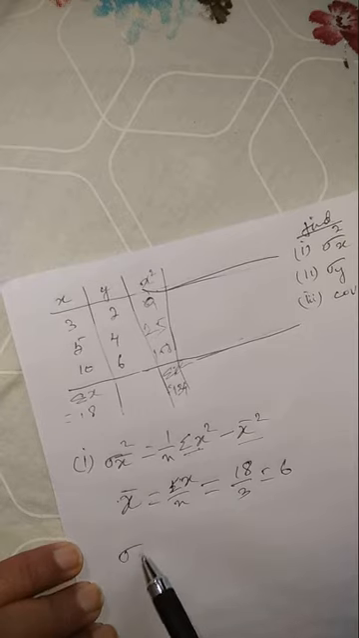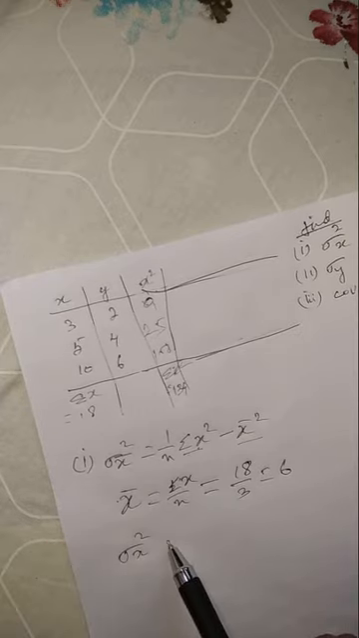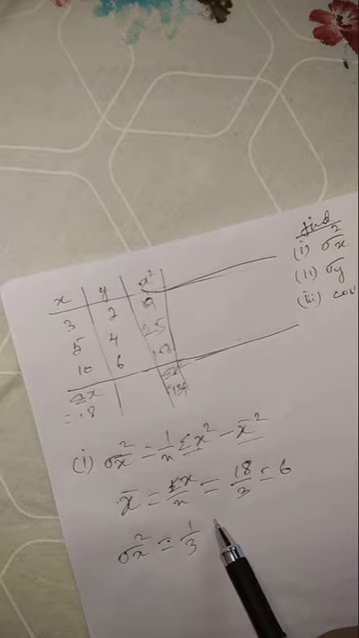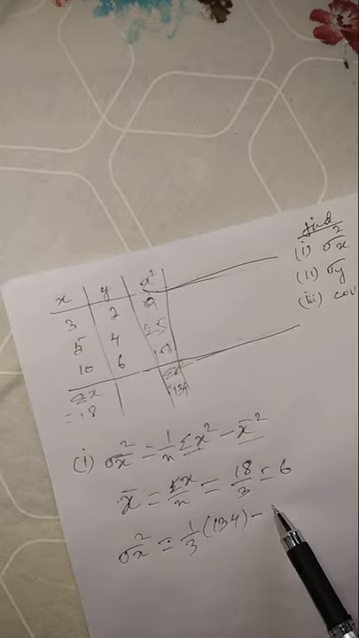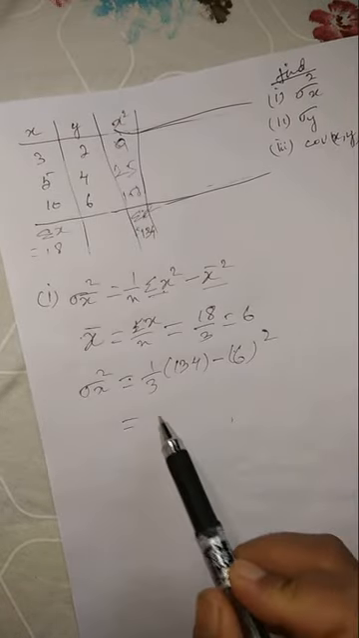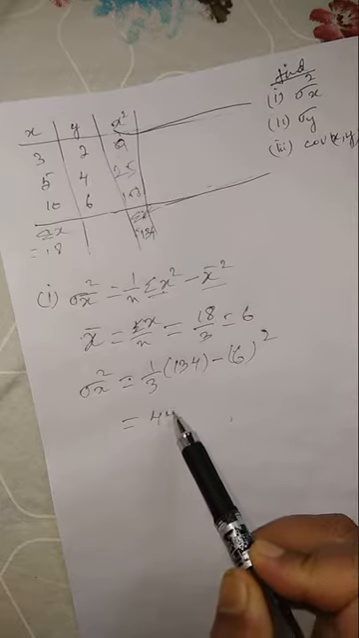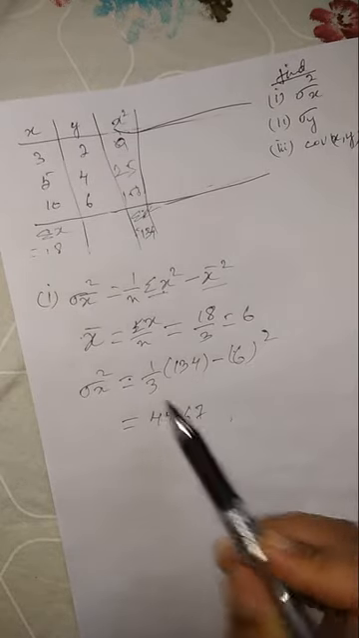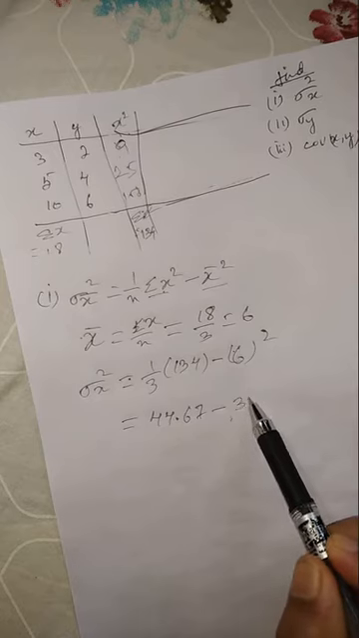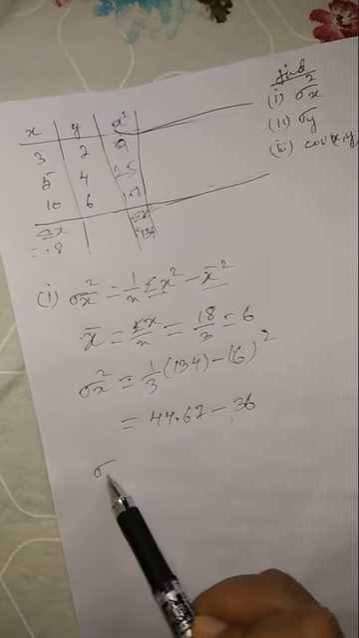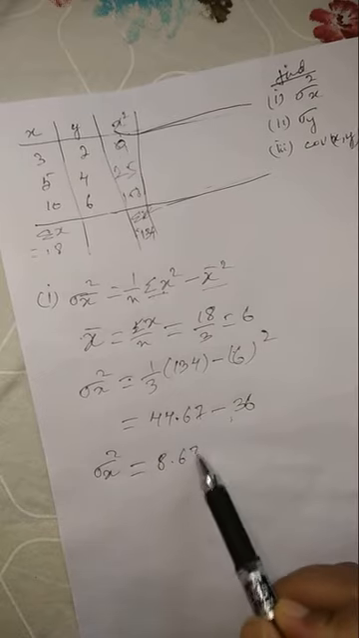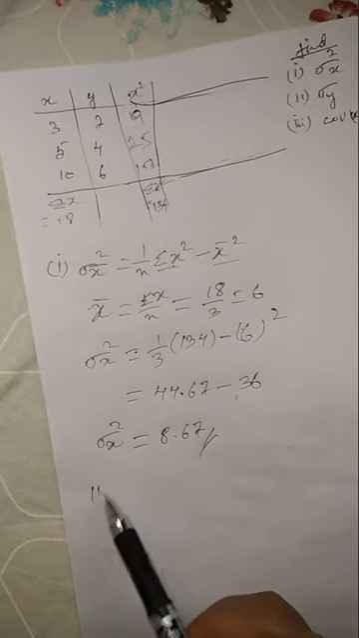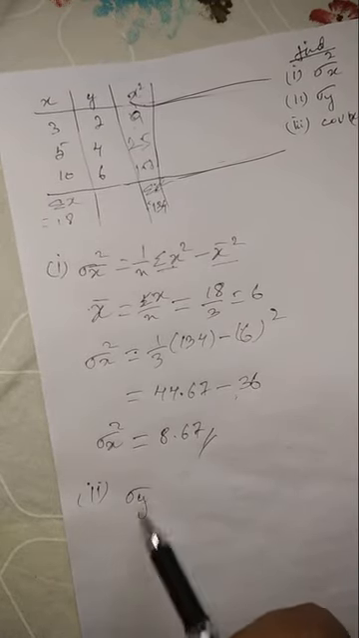Let us substitute in the formula. 1 by 3 summation x square is how much? 134, minus x bar is how much? 6 square. Okay, 6 square. That means 134 divided by 3 is 44.67, minus 36. So the variance of x is equal to 8.67.